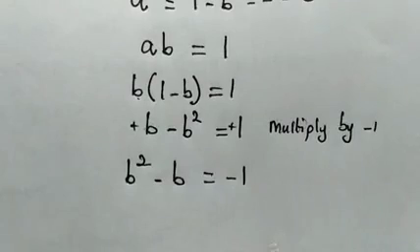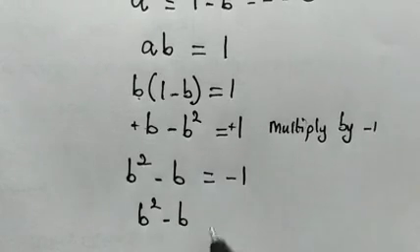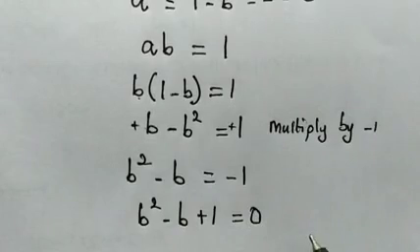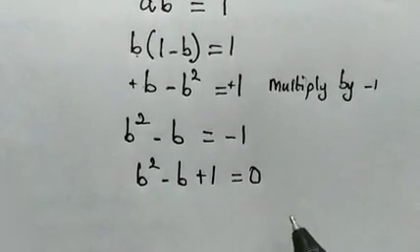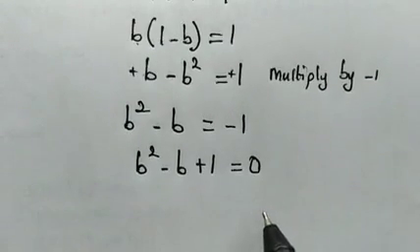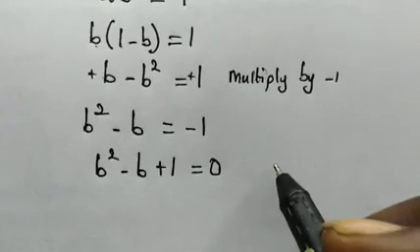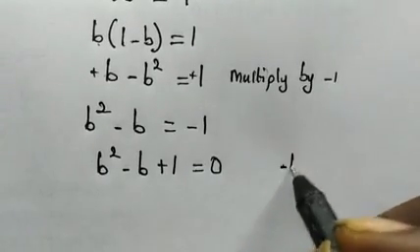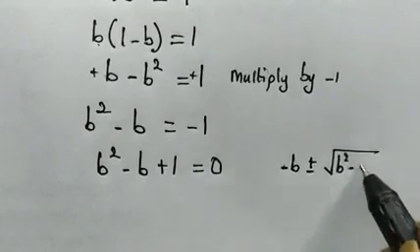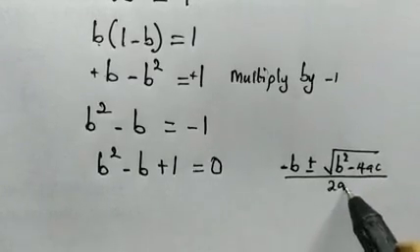Now we can add 1 to both sides. So we get b squared minus b plus 1, and this is equal to 0. Okay, now we're going to use the general quadratic formula to solve for b here. Remember here that the general quadratic formula is given by negative b plus or minus the square root of b squared minus 4ac divided by 2a.